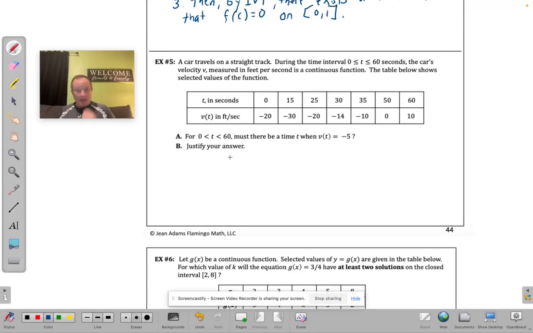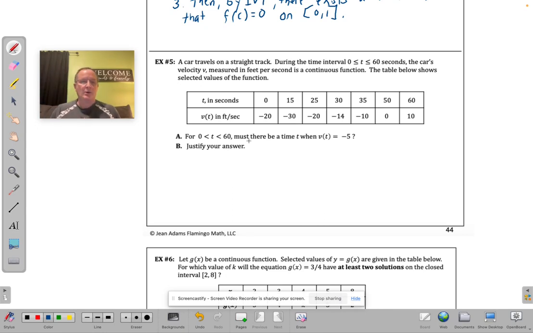Okay, example 5. A car travels on a straight track. During the time from 0 to 60, the car's velocity, measured in feet per second, is a continuous function. We're told that. So the table below shows selected values of the function.